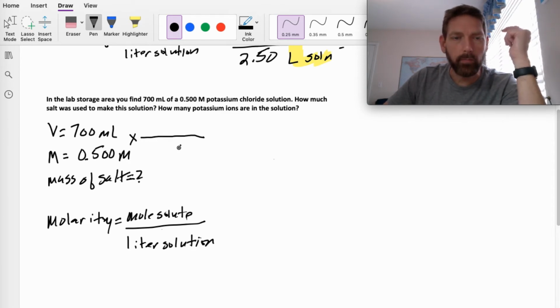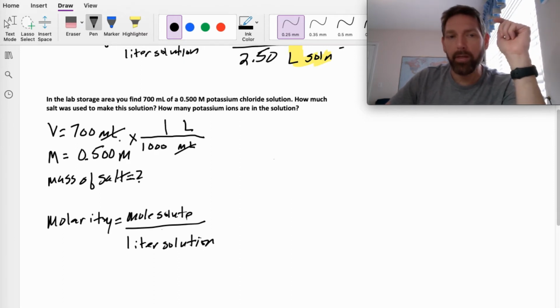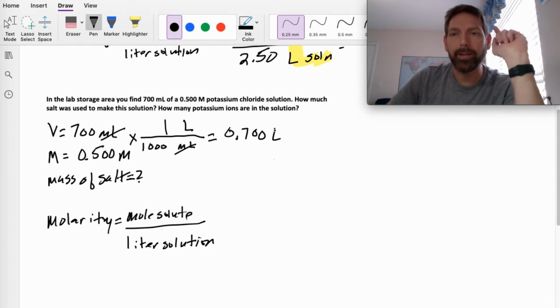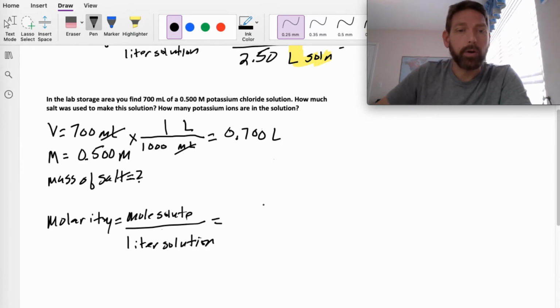We need to basically just convert milliliters to liters, because we want to put liters on the bottom, right? And we know that there's 1,000 milliliters for every 1 liter. So if you divide by 1,000, it would just take this decimal here and move it 1, 2, 3 places to the left. So we know that would be 0.700 liters. Okay. Now we have everything we need to solve this problem, just about, right?